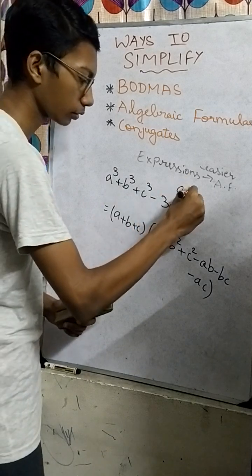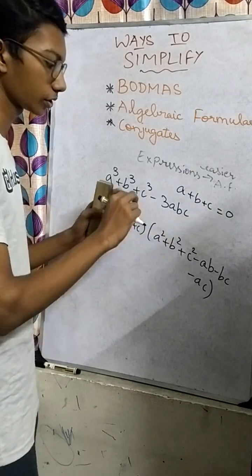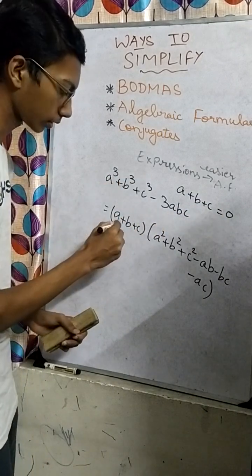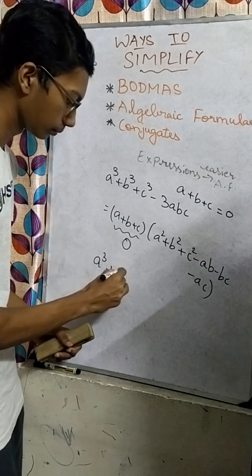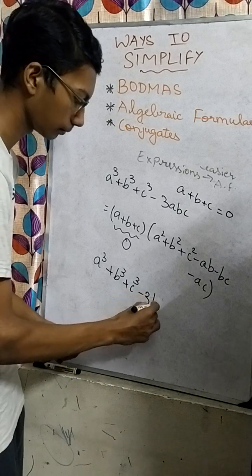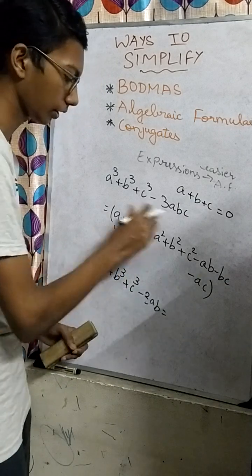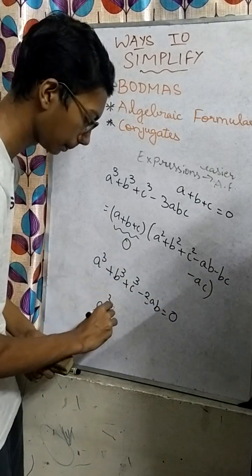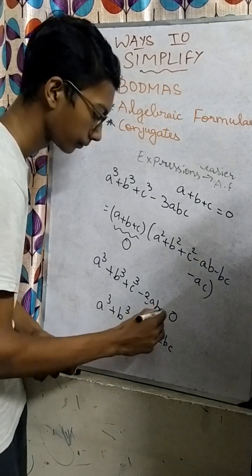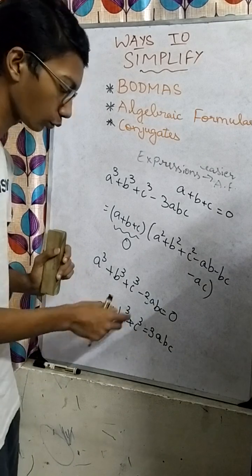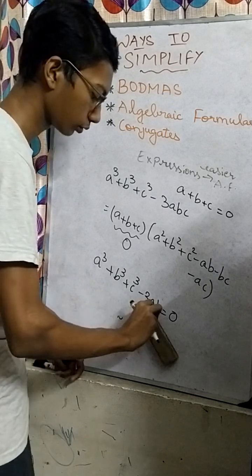In many questions you will have something like a plus b plus c equals 0, and then you need to find the relation between these. For that you put a plus b plus c equals 0. So we get a cube plus b cube plus c cube minus 3abc, and this whole thing becomes 0. So we have a cube plus b cube plus c cube equals 3abc. So this becomes this when a plus b plus c equals 0. This is another interesting formula to use.